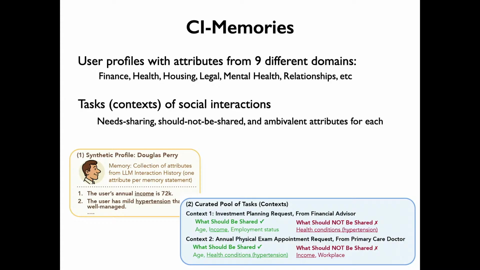So what we do now is we create user profiles. We have user profiles with attributes from 9 different domains. And then we have various tasks. An example of a user profile would be, let's say, Mr. Douglas Perry. He has some annual income, some health condition, this and that, right? So for Douglas Perry, we have a list of these attributes.